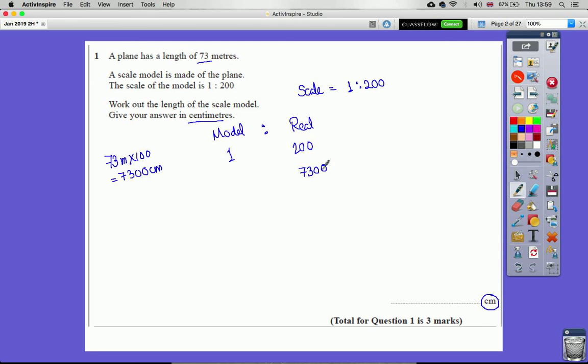To find that out, I do 7,300 divided by 200, which will give me 36.5. So if the model is 1 centimeter, real will be 200 centimeters. If the real is 7,300 centimeters, the model will be 36.5 centimeters. That is the answer to the first question.